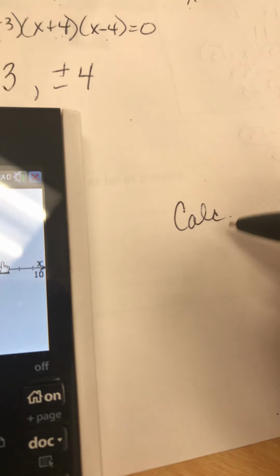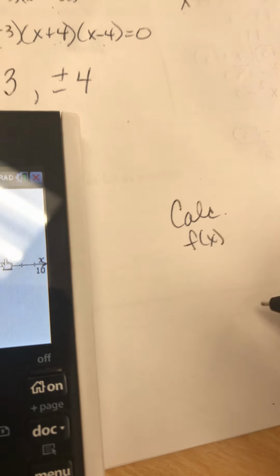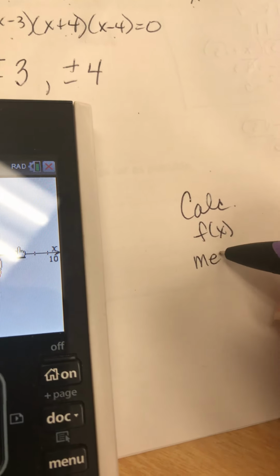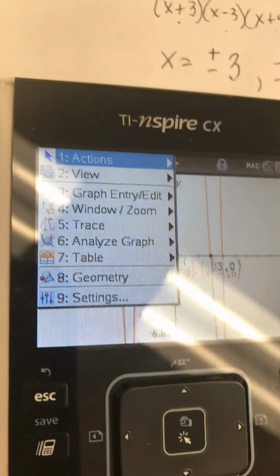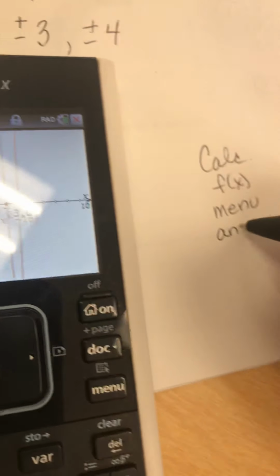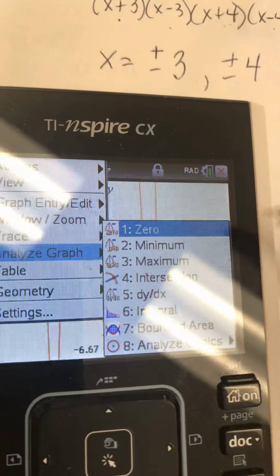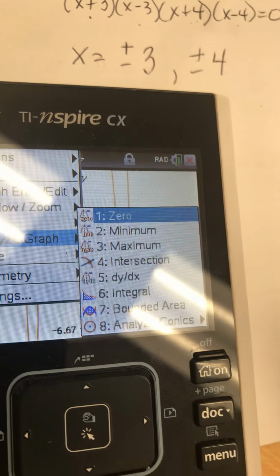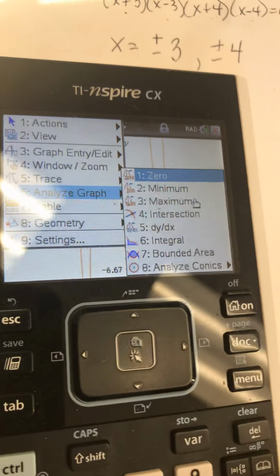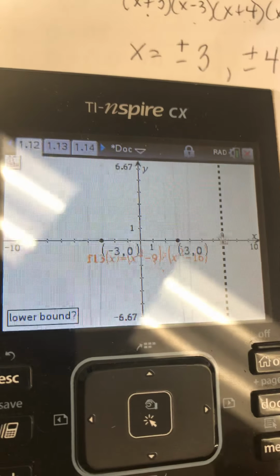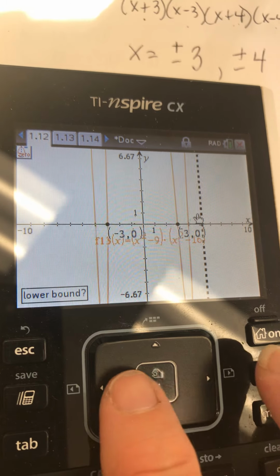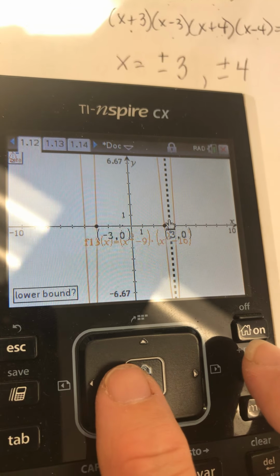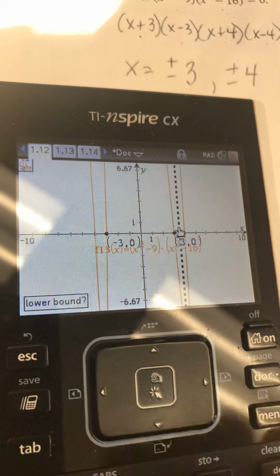The calculator check, you would put it in f of x and you would graph it. Then you would hit menu. And we're trying to figure out something on the graph, so that means analyze graph. And once we say analyze graph, your choice 1 is 0. So we are trying to find the zeros. Okay, and you'll notice that dotted line comes up. That dotted line is what's going to drag your boundary. So notice it says lower bound.